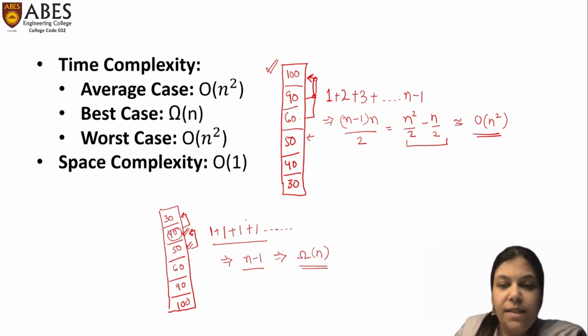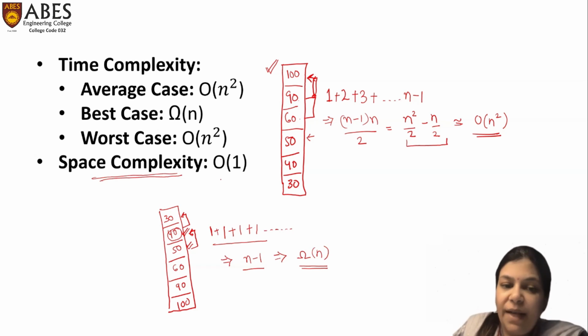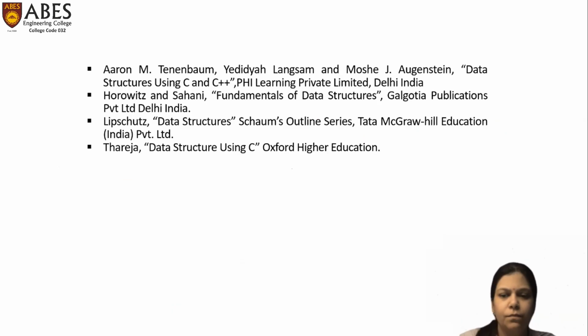So the time complexities can here be briefed as the average case as O(n squared), best case as omega of n, and worst case as O(n squared). When considering the space complexity, as you can see, we have not taken any other data structure that is dependent upon the length of the input n. So the complexity will be constant and it can be represented as O(1).